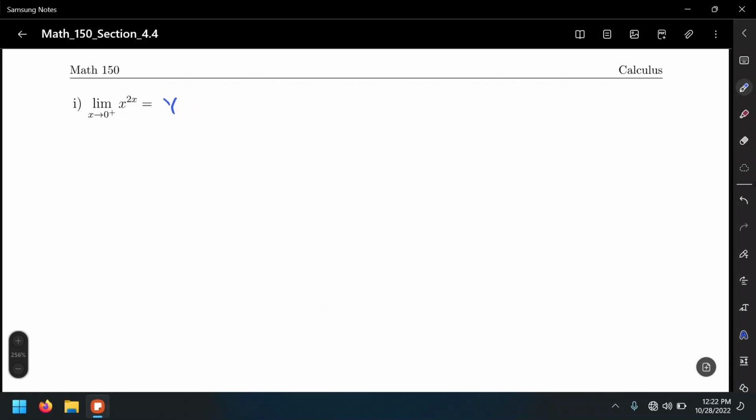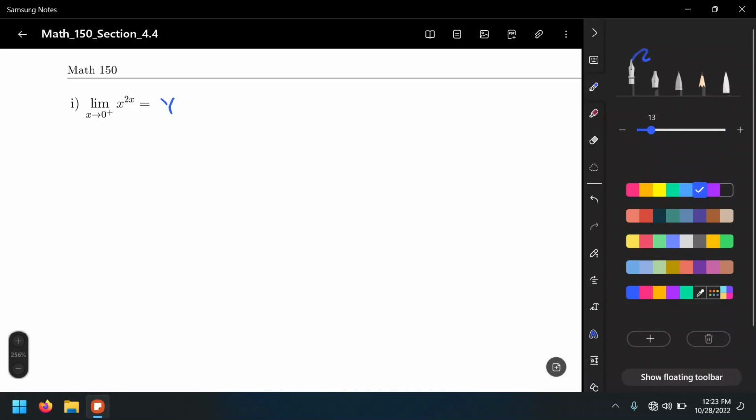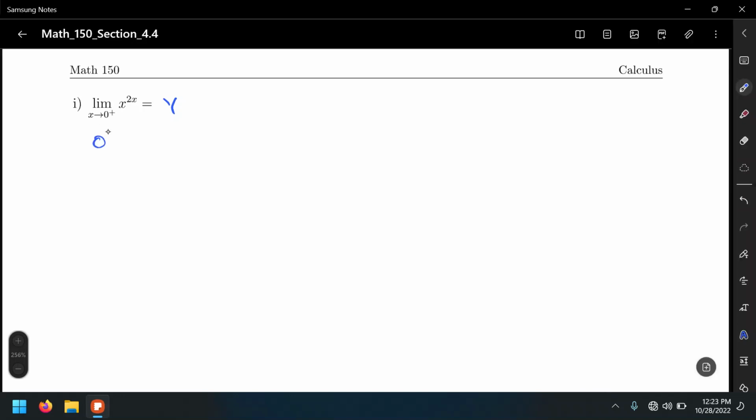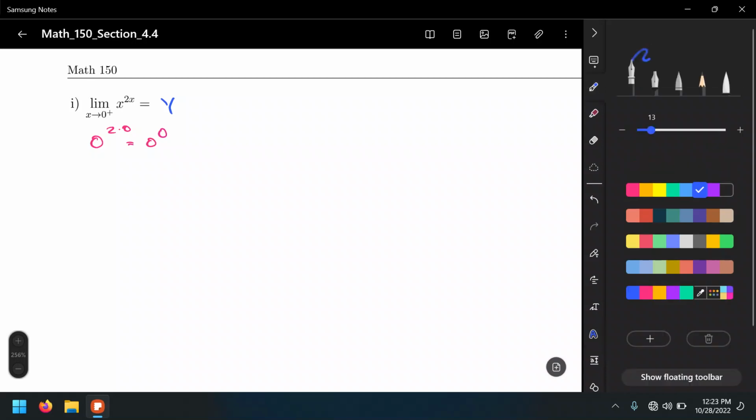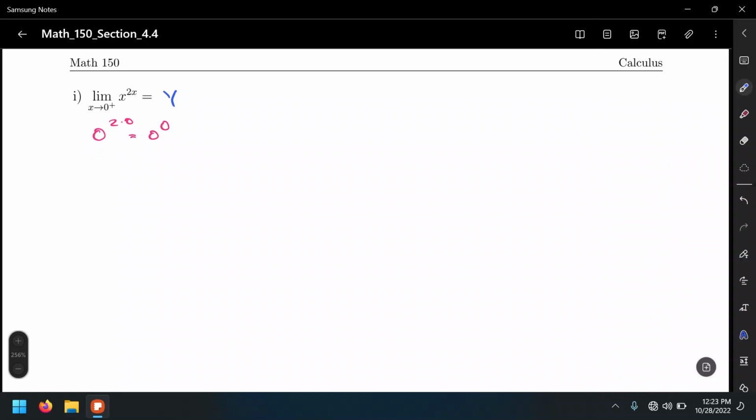So let me rewrite the whole problem. By the way, this is going to be 0 to the 2 times 0, which is 0 to the 0. That's the indeterminate form in this case, right? The 0 to the 0. So that means L'Hopital's rule will apply. All right. So let me set up the limit again. Let me just rewrite this backwards. y equals limit as x approaches 0 from the right, and there's a reason why we have this x approaching 0 from the right. You'll see why. That's x to the 2x.